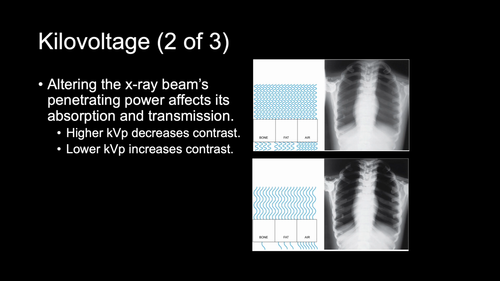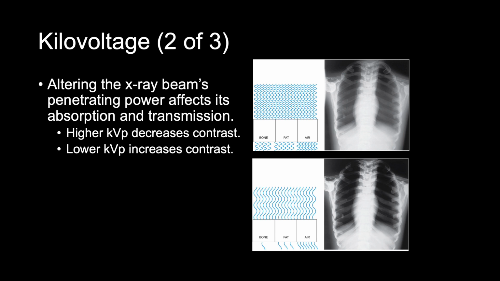So if you look at the top image here, you have high kVp, and it's going through bone, fat, and air. And because it is a higher kVp, the penetrating power is higher, so it has less time to be absorbed by the bone, fat, and air because it's pushing through fast. And then you will have more interaction with the IR.